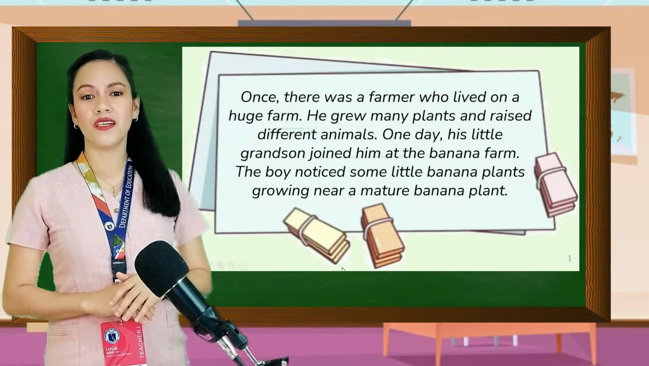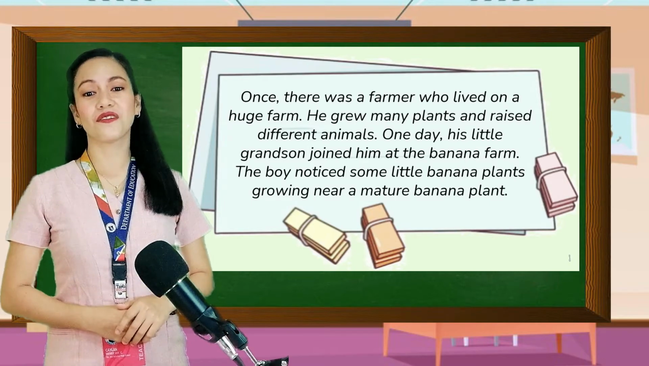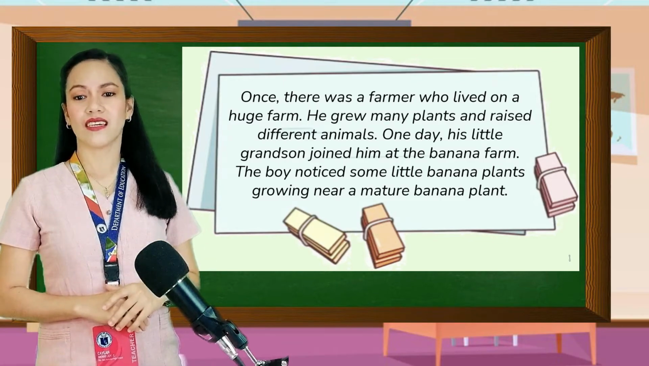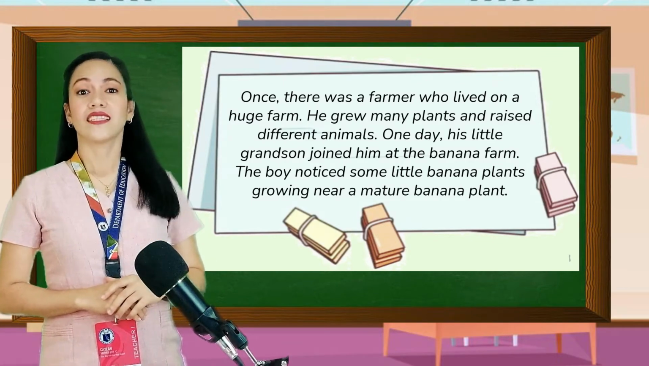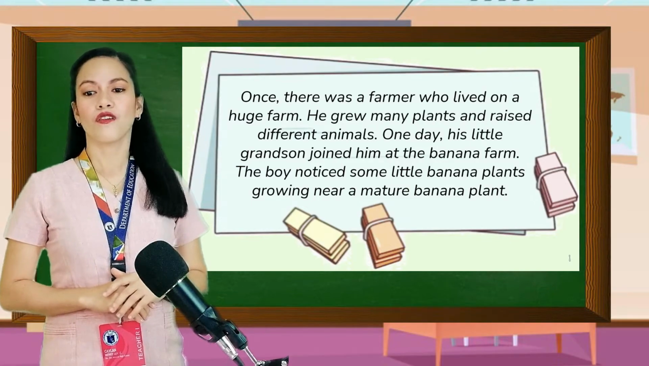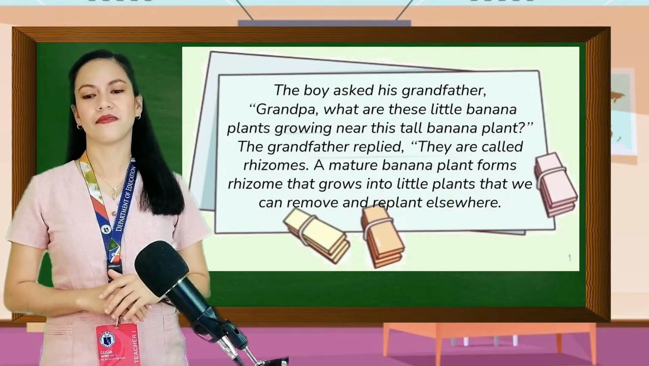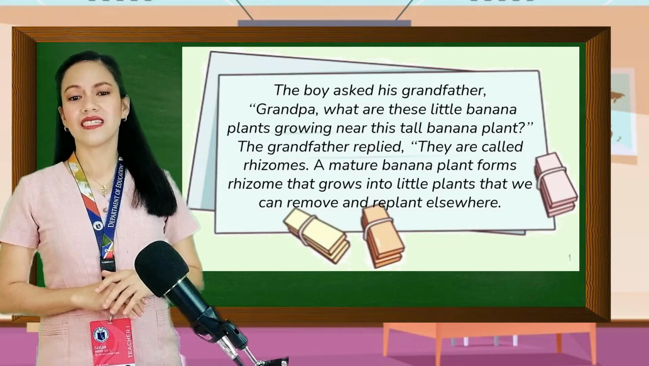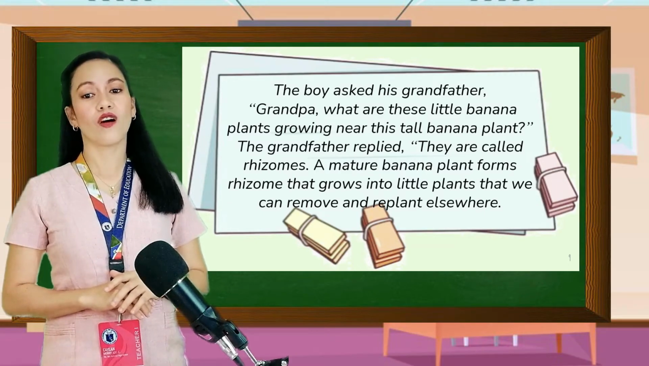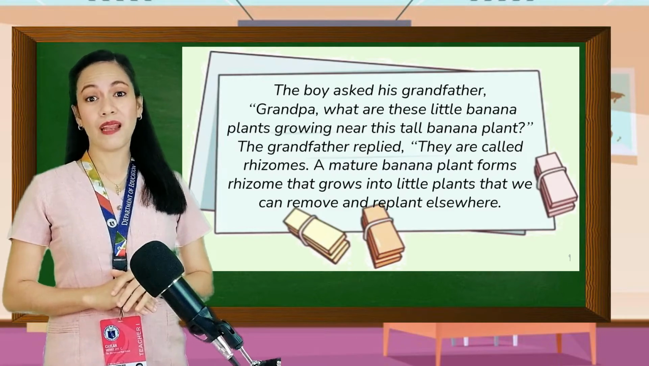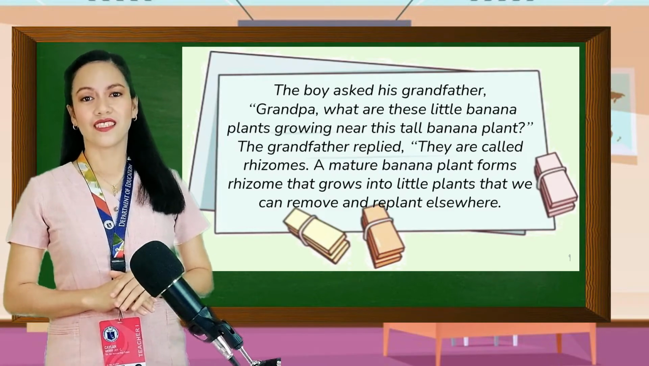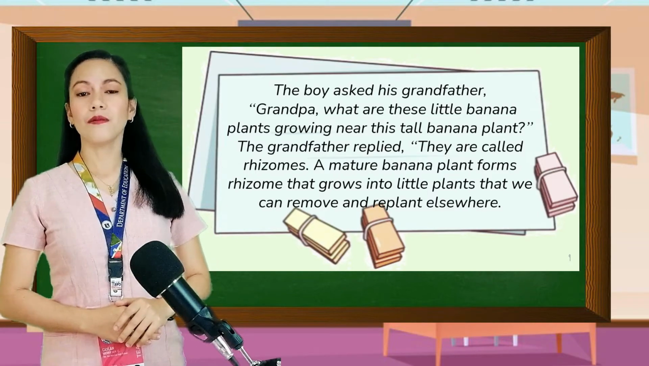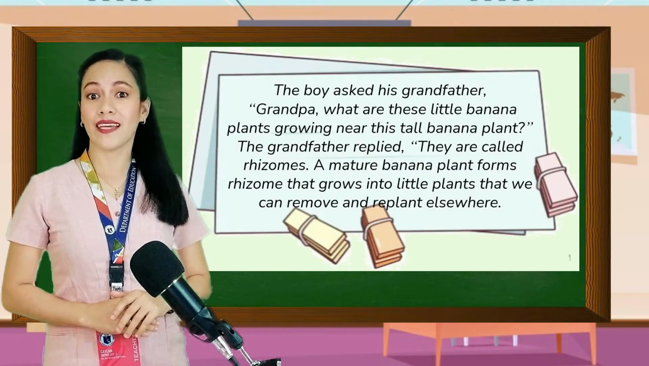Once, there was a farmer who lived in a huge farm. He grew many plants and raised different animals. One day, his little grandson joined him at the banana farm. The boy noticed some little banana plants growing near a matured banana plant. The boy asked his grandfather, "Grandpa, what are these little banana plants growing near this tall banana plant?" The grandfather replied, "They are called rhizomes. A matured banana plant forms rhizome that grows into little plants that we can remove and replant elsewhere."